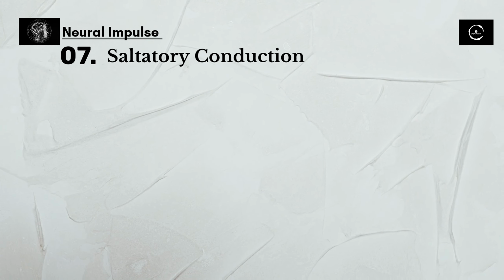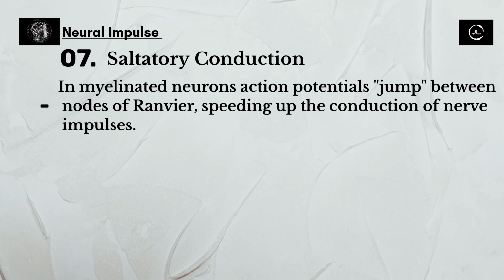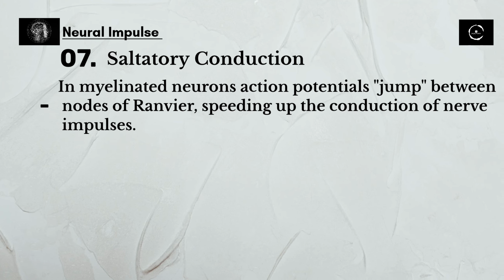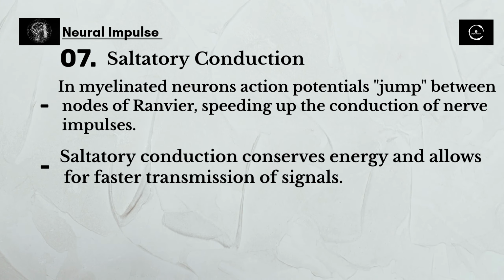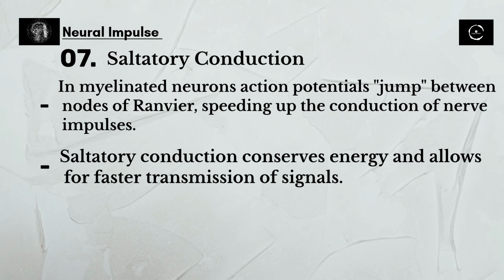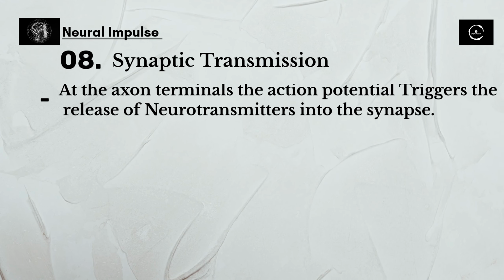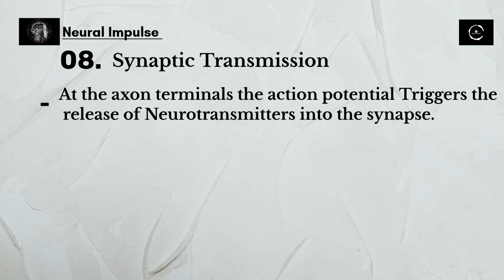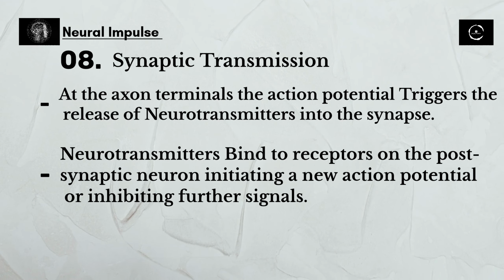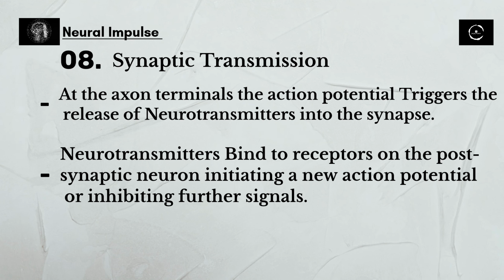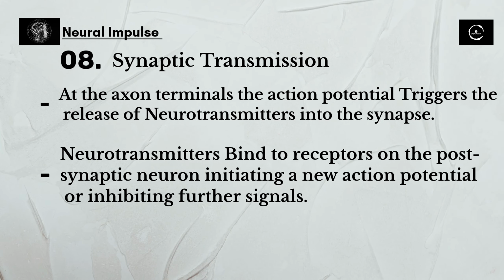Number 8, saltatory conduction. In myelinated neurons, action potentials jump between nodes of Ranvier, speeding up the conduction of nerve impulses. Saltatory conduction conserves energy and allows for faster transmission of signals. Number 9, synaptic transmission. At the axon terminals, the action potential triggers the release of neurotransmitters into the synapse. Neurotransmitters bind to receptors on the postsynaptic neuron, initiating a new action potential or inhibiting further signals.